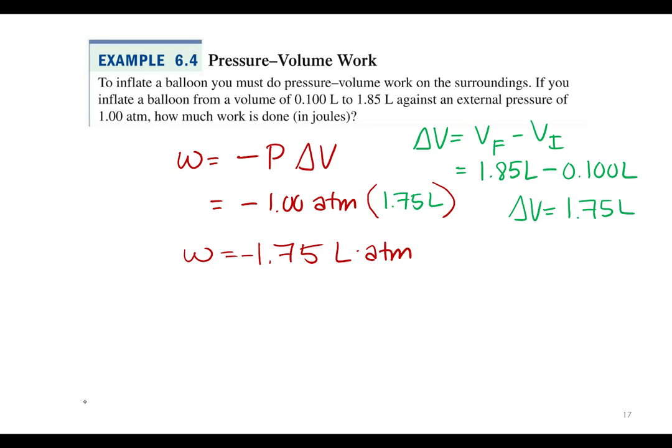And now I have to try to recall it. It's like 101.3. Never going to live that down. 101.3 liter atmospheres equals 1 joule. Correct? Or is it 101.3 joules equals 1 liter atmosphere? Okay. So again, just me making sure you know how to read. 101.3 joules equals 1 liter atmosphere.